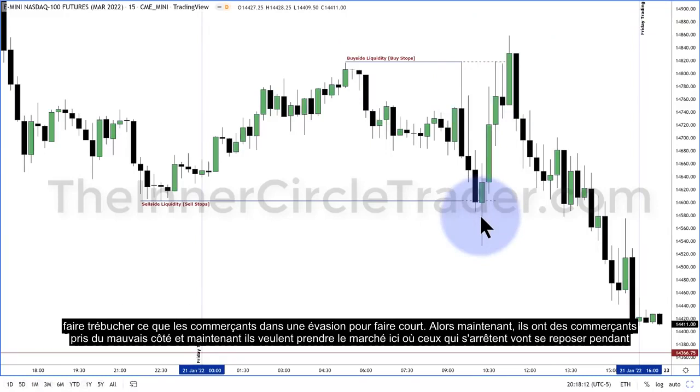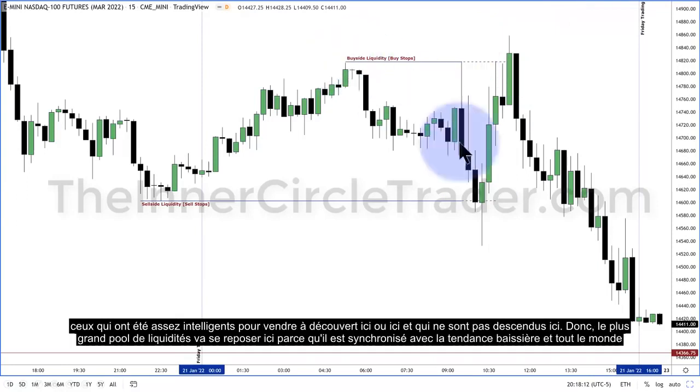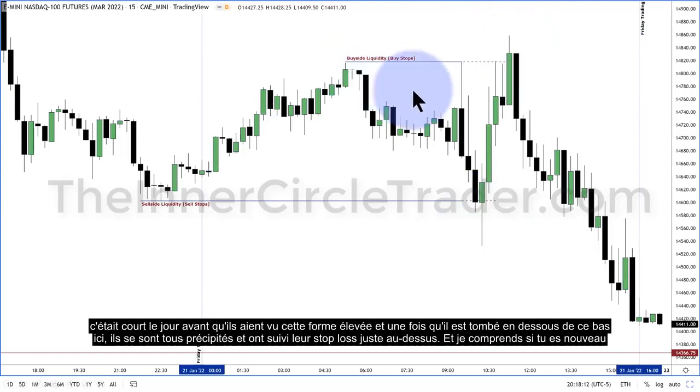So now they have traders caught on the wrong side, offside, and now they want to take the market up here, where those buy stops are going to be resting for those that were smart enough to sell short here or here and didn't get out below here. So the larger pool of liquidity is going to be resting here because it's in sync with the downtrend. And everybody that was short the day before, they saw this high form, and once it broke below this low here, they all rushed and trailed their stop loss right above that.